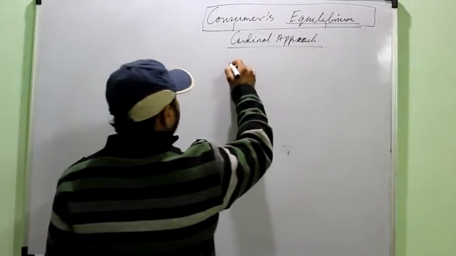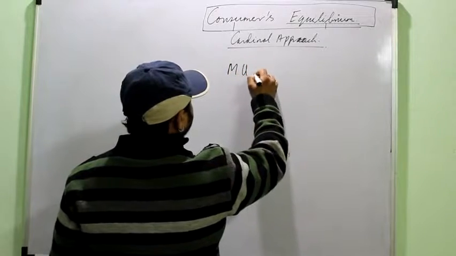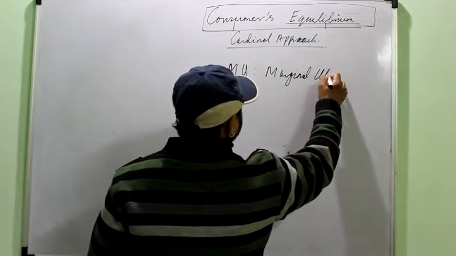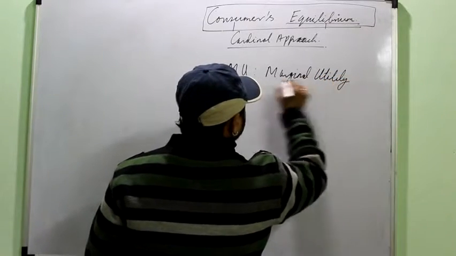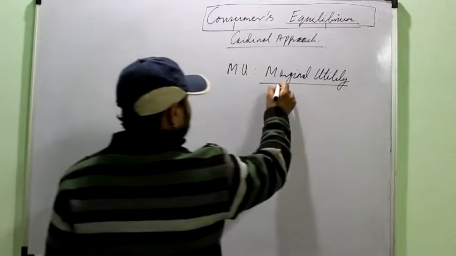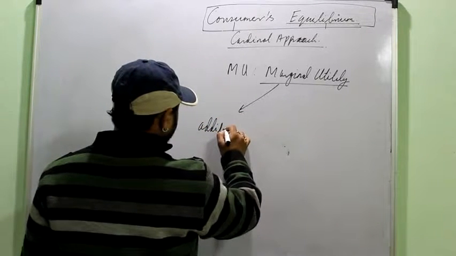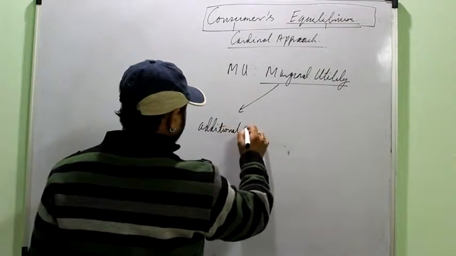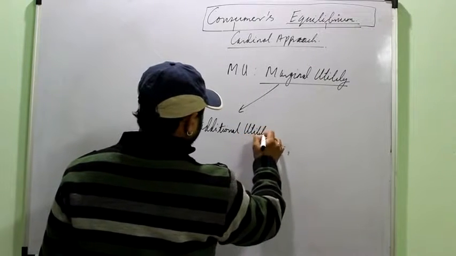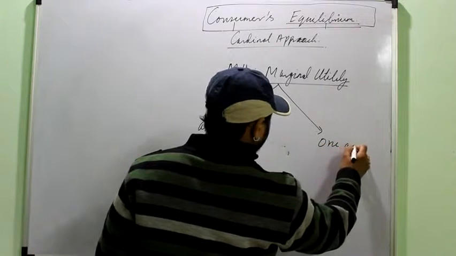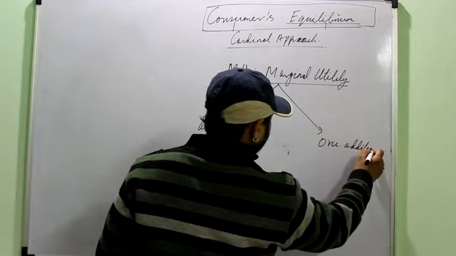After understanding the meaning of total utility, we have to understand the meaning of marginal utility. Marginal utility is basically the additional utility gained on consuming one additional unit of the commodity.